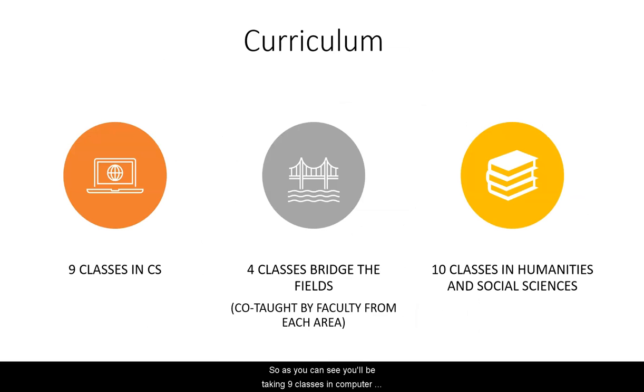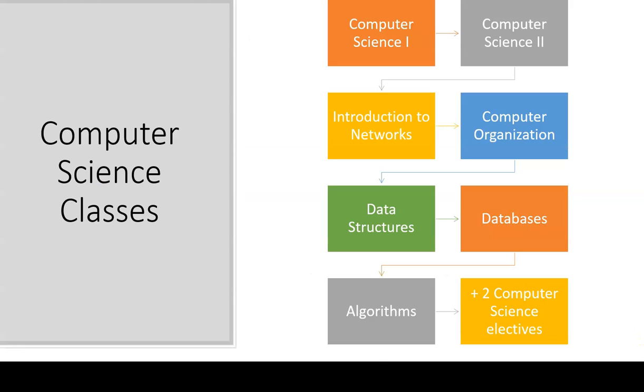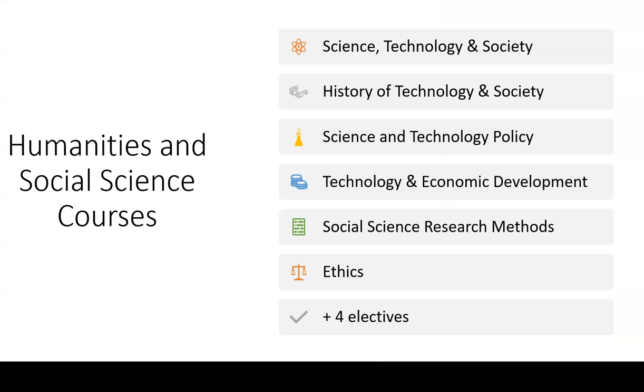So, as you can see, you'll be taking 9 classes in computer science, 10 classes in humanities and social sciences, and 4 co-taught classes taught by faculty from each area that bridge these fields. Here are the computer science classes that you'll be taking: CS 1 and 2, and from there you move into Introduction to Networks, Computer Organization, Data Structures, Databases, Algorithms, and 2 additional computer science electives.